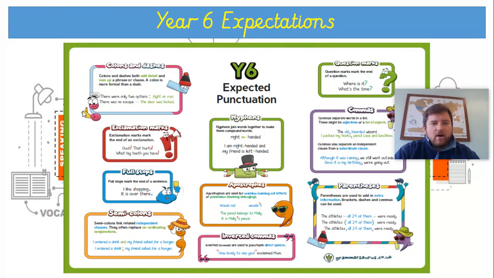So, here are our Year 6 expectations, and you can see that a colon and a dash are up in the top left, and then semicolons are in the bottom left.